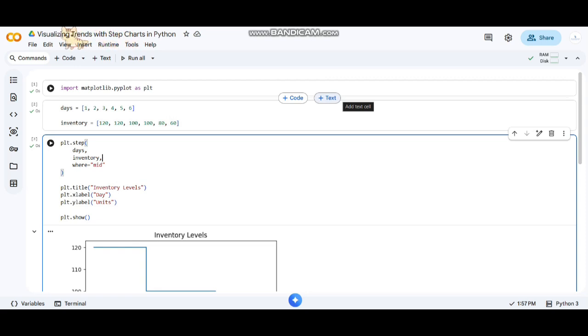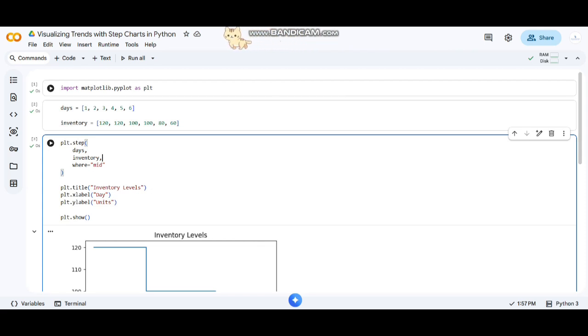In today's video, we will learn how to create step charts in Python using the Matplotlib library. Step charts are commonly used for inventory levels, electricity tariffs, pricing models, and other situations where values remain constant until a change occurs. And also, the chart is useful when values change at specific intervals instead of continuously.